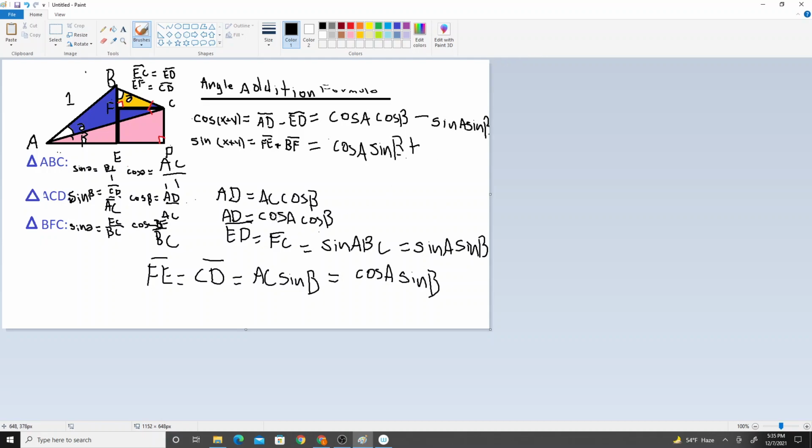And then BF is, where's BF? BF is, let's see. Oh, BF is right here. BF is equal to cosine A BC, so BF is equal to cosine A.